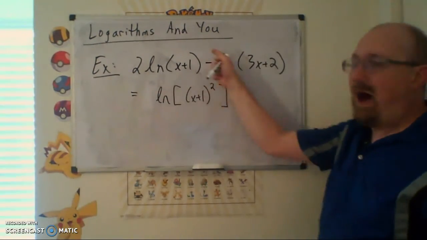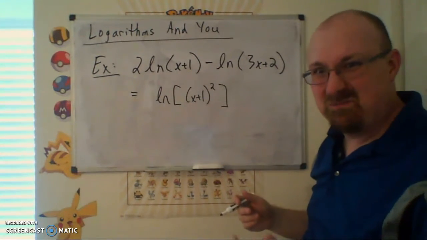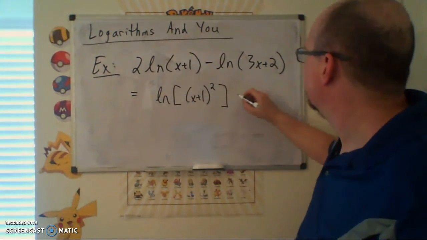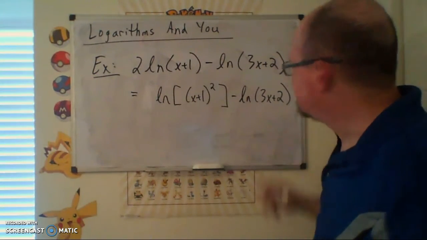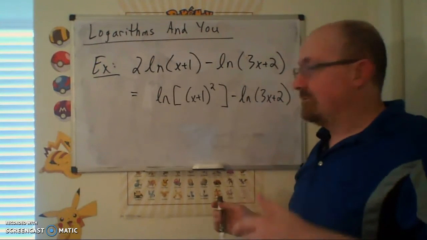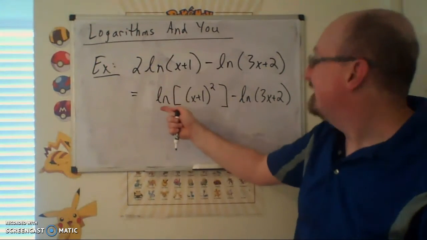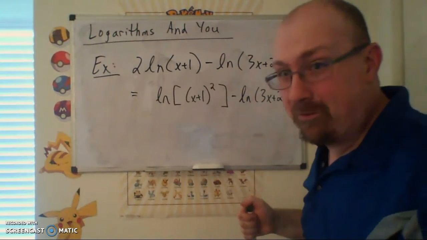So the 2 hops up as an exponent inside the logarithm. I'm using the extra brackets just to make sure we're clear as to what's going on. So we still have the minus 3x plus 2 hanging around at the end. Okay, so now we've gotten rid of the 2 out front. Now we have a logarithm of one thing minus a logarithm of another thing.